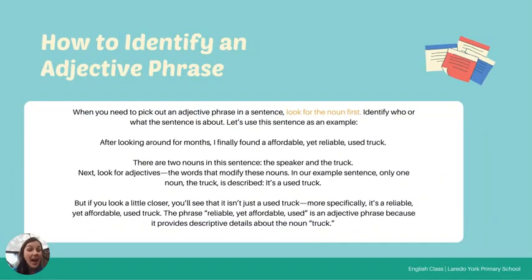Okay, now again, we're talking a little bit more about adjective phrases. So when you need to pick out an adjective phrase in the sentence, look for the noun first. Identify who or what the sentence is about. That would be your subject. And then use that to help you find the adjective phrase.